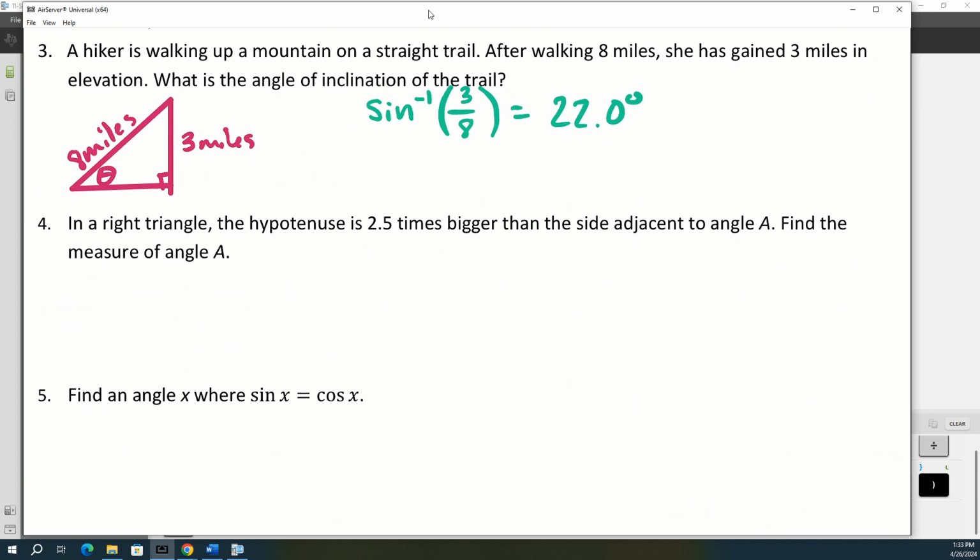All right. Some of these are not as straightforward. Number 4 is a little different. In a right triangle, the hypotenuse is 2.5 times bigger than the side adjacent. So I'm still going to draw a triangle. There are an infinite number of choices we could do for our adjacent and our hypotenuse. But what is the easiest way to represent 2.5 times larger? What would you make the adjacent? 1, and then the hypotenuse is going to be 2.5. That's not the only way, but that's what I would always choose.